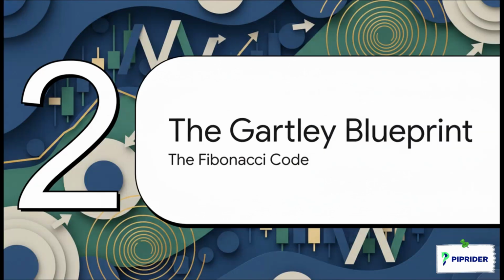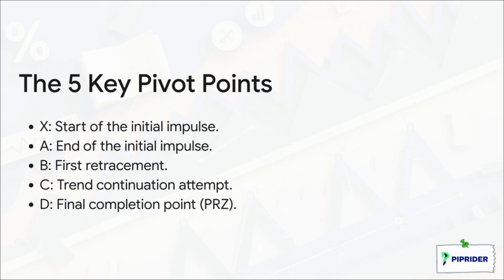All right, we've seen the shape, we get the psychology behind it. Now let's get into the nitty-gritty, the hard numbers, the blueprint that makes the Gartley so darn precise. This is where we crack the secret code of Fibonacci. So every single valid Gartley pattern is built on these 5 key pivot points: X, A, B, C, and D. It all kicks off with a big move. That's your X to A leg. Then you get a pullback to point B, a smaller pushback in the trend's direction to C, and then finally, the all-important completion at point D. We call that the potential reversal zone, or PRZ for short.